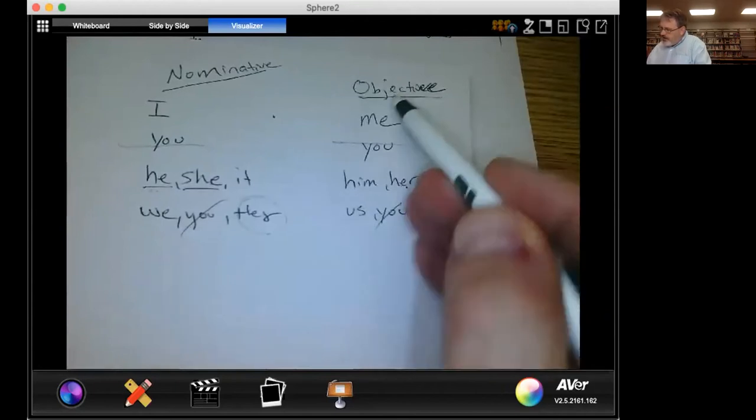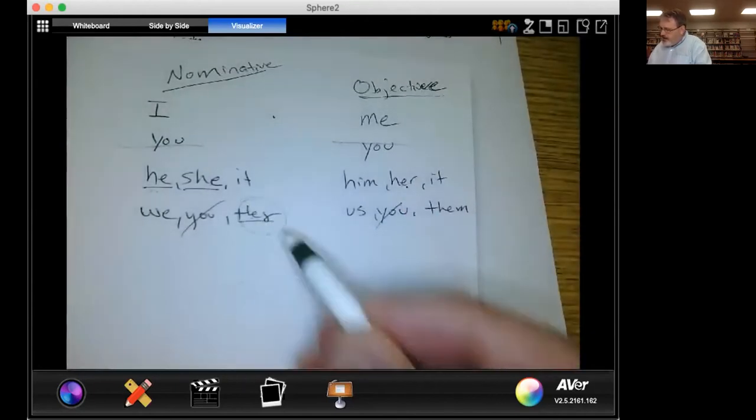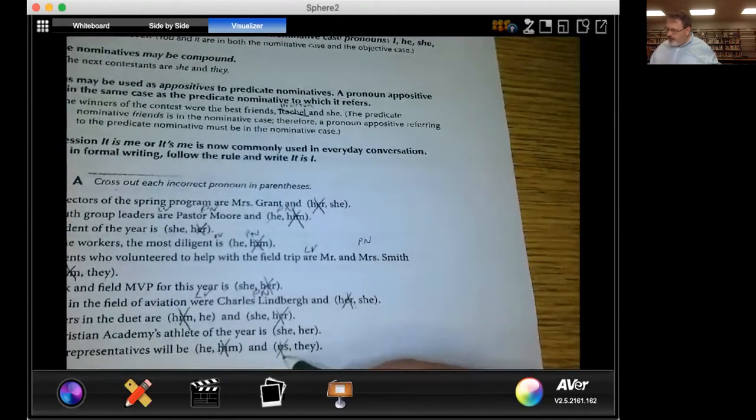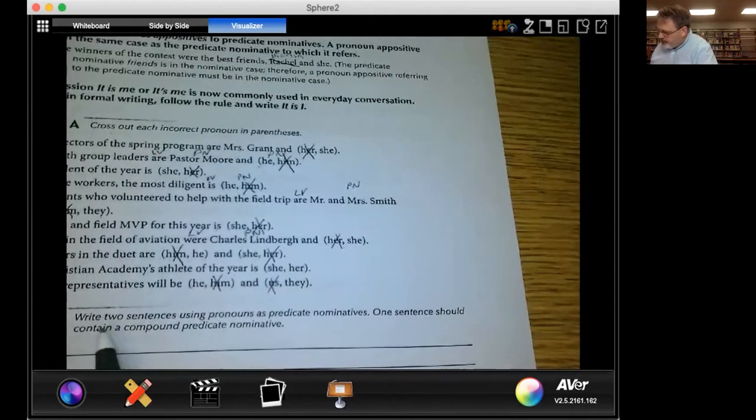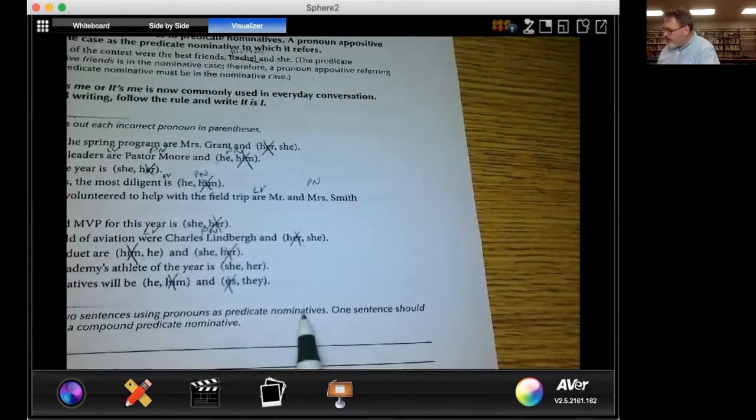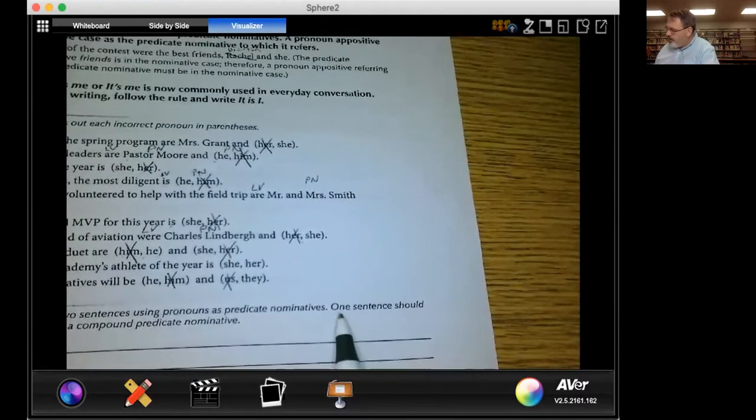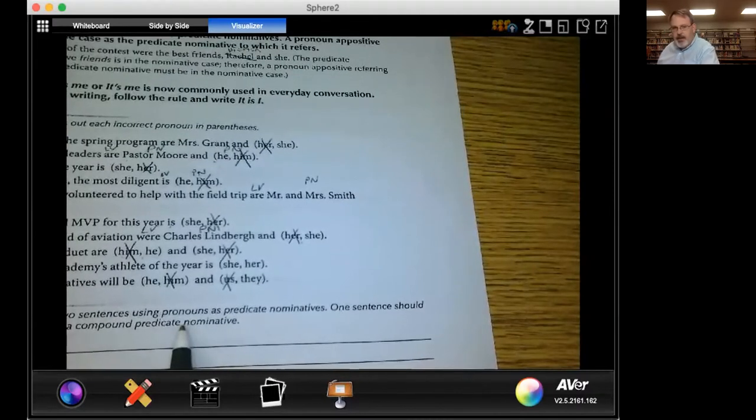Us is an objective case. They is nominative case. So we got to get rid of us. That's the answer. Now, this question says, write two sentences using pronouns as predicate nominatives. One sentence should contain a compound predicate nominative.